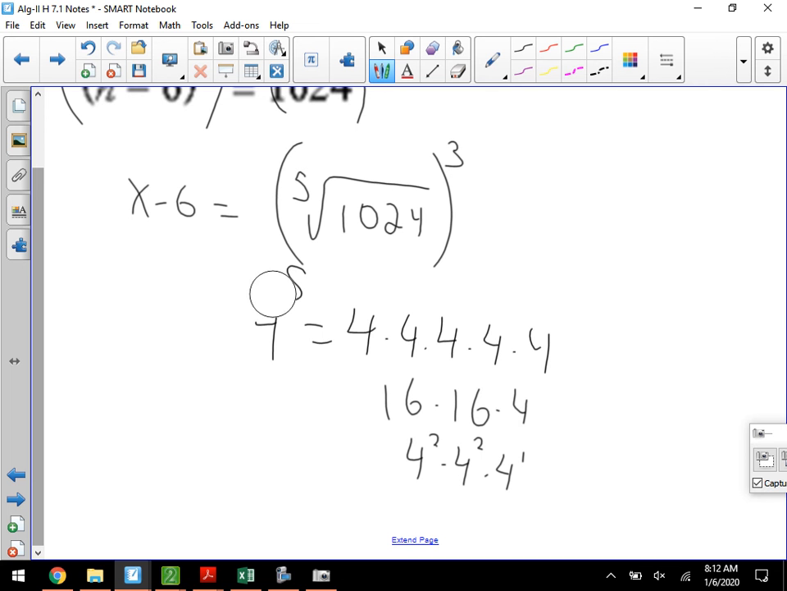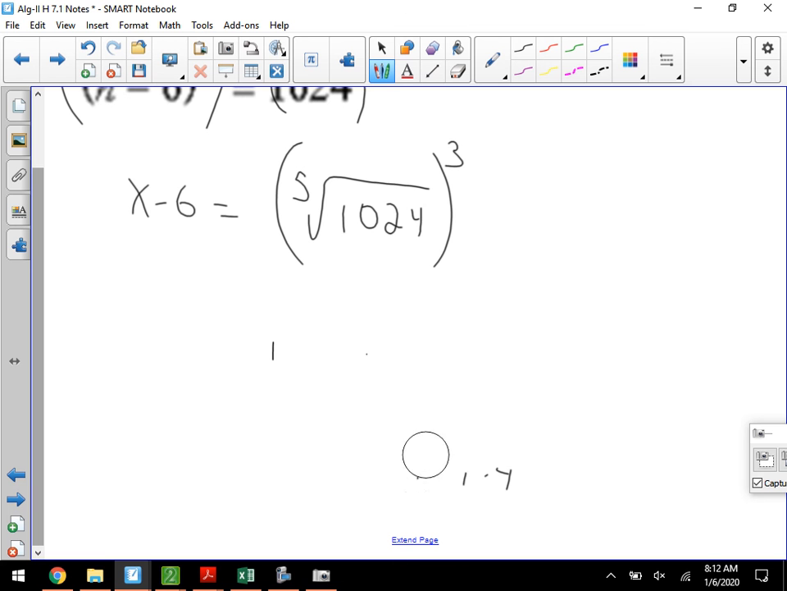So this one would have been the 5th root of 1024, which was what again? 4. So you have x minus 6 equals 4 cubed, and 4 to the 3rd power was how much? 64. Add 6 and you get?